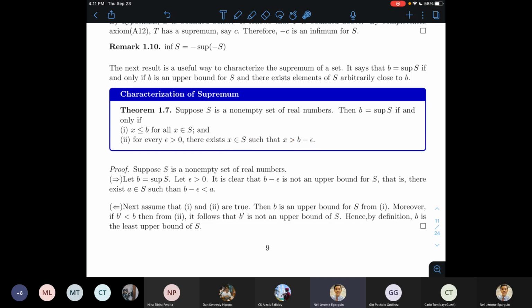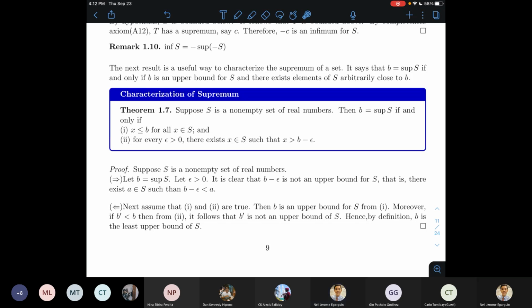So ibig sabihin si B, kung siya nga yung supremum, ibig sabihin sagad na siya. Hindi mo siya pwedeng bawasan ng kahit na maliit na value kasi pag binawasan mo siya ng kahit napakaliit na number, hindi na siya magiging upper bound. Okay? So yun yung idea ng supremum, sagad na siya.